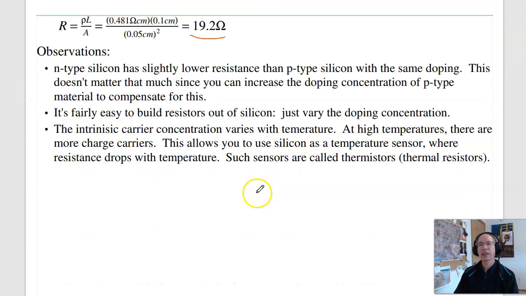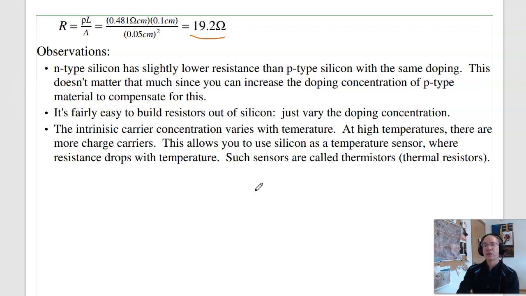And kind of note that for P-type silicon, it was 50 ohms. N-type silicon was 19 ohms. That's actually not significant. The doping is so small relative to the number of silicon atoms. All I have to do is increase the doping by 2.6 times for P-type, and it's also 19.2 ohms. So again, that's not a big deal.